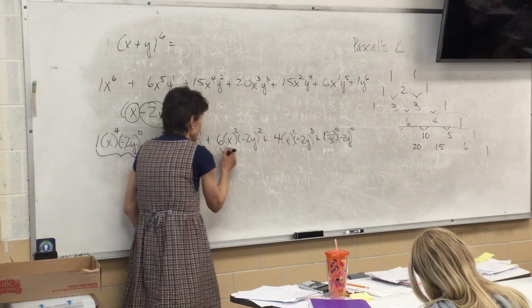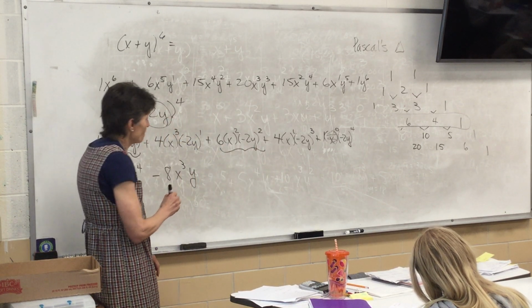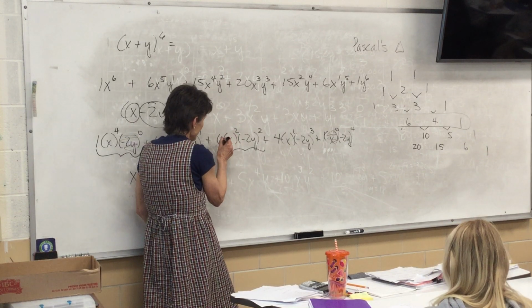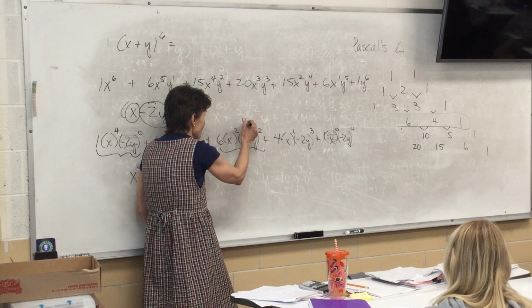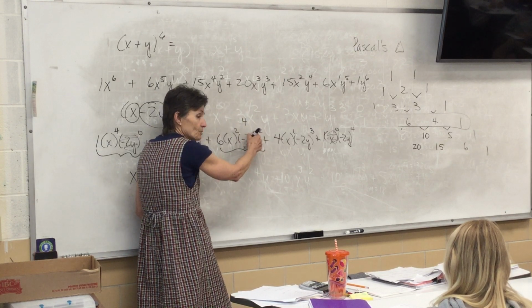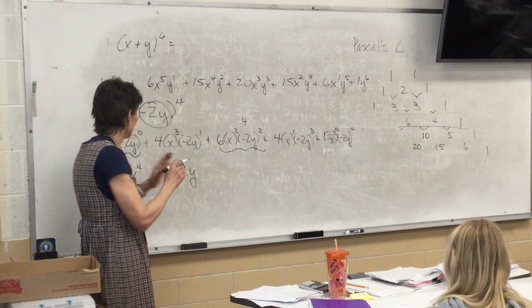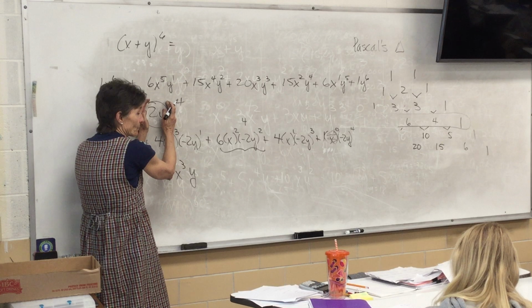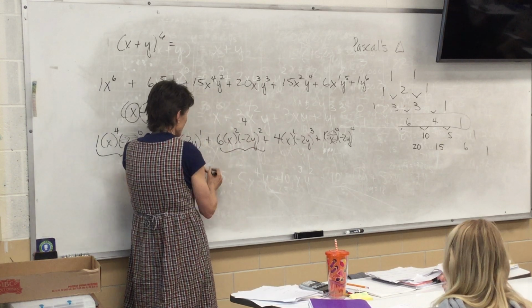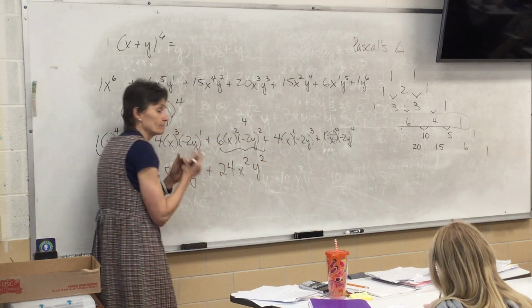Now be careful on this one, because there's a 6 here, but this is not a 2. This is actually a 4. Do you see that? When you put those powers on, you're putting it on the entire y quantity. So this is a 4, so this is going to be a positive 24 x squared y squared.